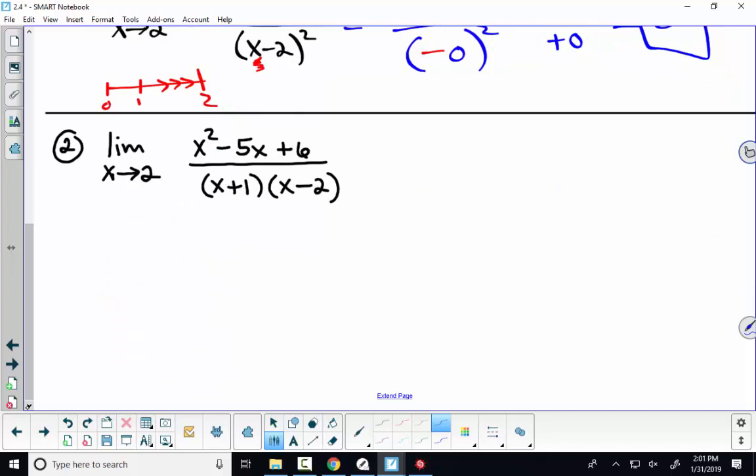All right, how about this limit? Take a couple of minutes, and see what that limit equals.